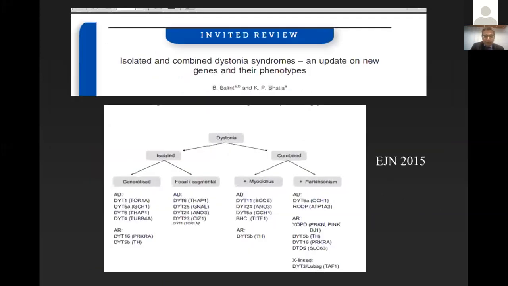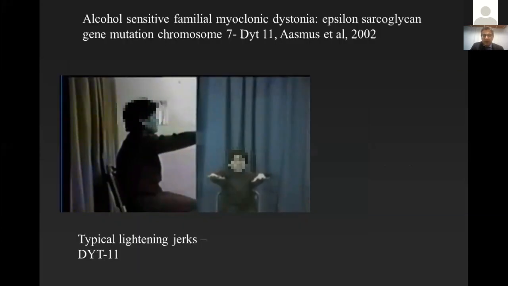So we've covered this part here. We talked about isolated dystonia genes. We talked about some of the ones which cause generalized dystonia, and a little bit about some of the ones which cause focal and segmental dystonia. We are now moving to some of the combined dystonia disorders, for example, those with myoclonus and parkinsonism.